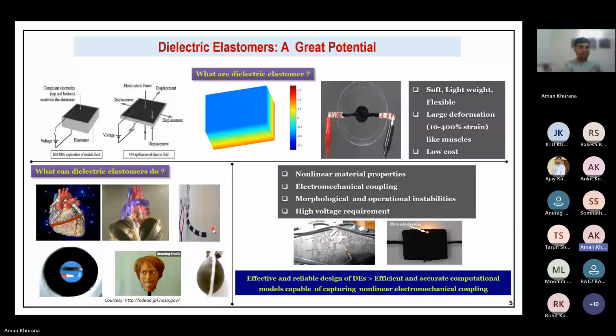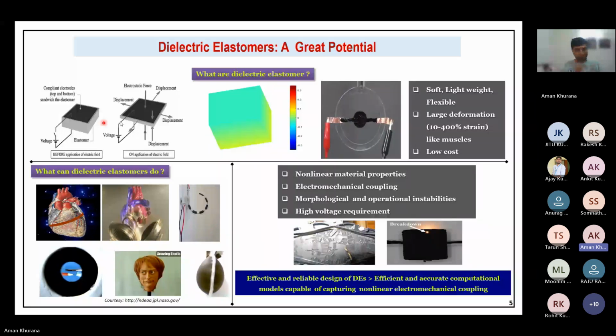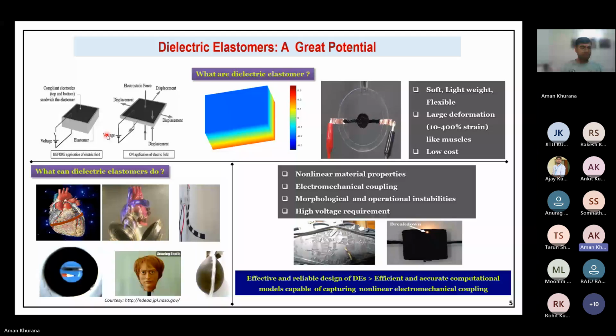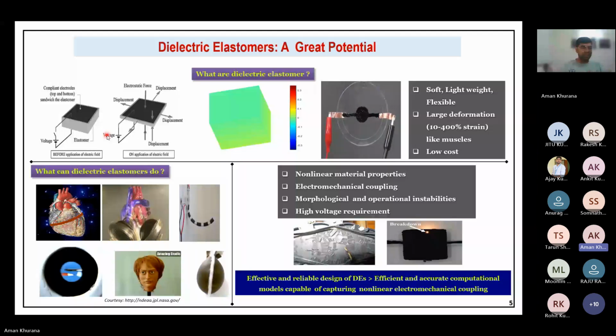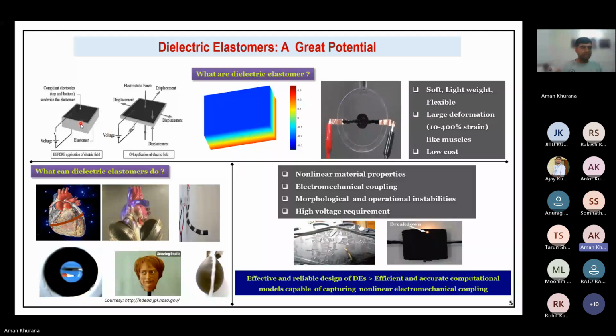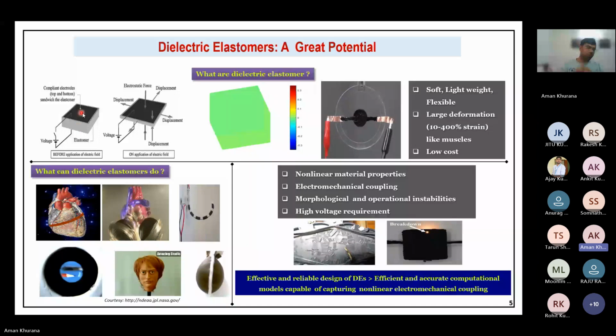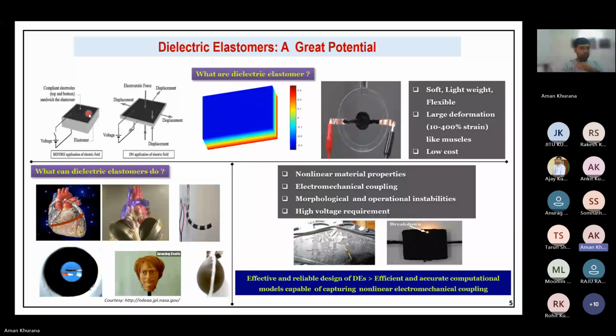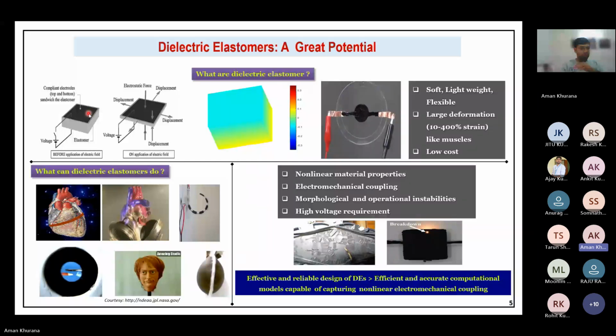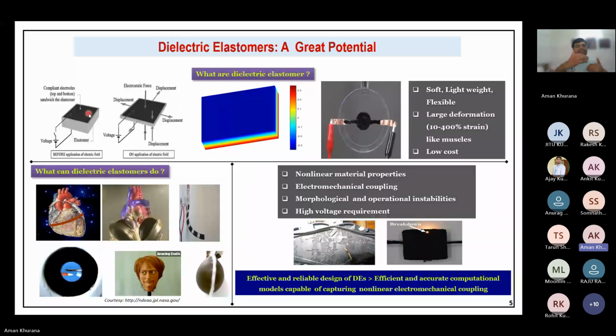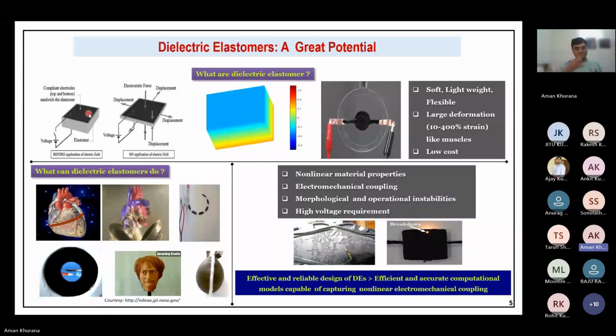So I will start with the first question: what is a dielectric elastomer? Quick overview, because I think you have already understood this in the previous sessions. A dielectric elastomer is an elastomeric film sandwiched between two compliant electrodes. When a potential difference is applied between the two compliant electrodes, a positive charge accumulates on one electrode, and a negative charge accumulates on the other electrode. We know the basic physics: opposite charges attract each other, and at the same time, the same charges repel each other. Because of the electrostatic force of attraction, the membrane starts compressing in the thickness direction. And at the same time, because of the repulsion of the same charges, the membrane starts expanding.